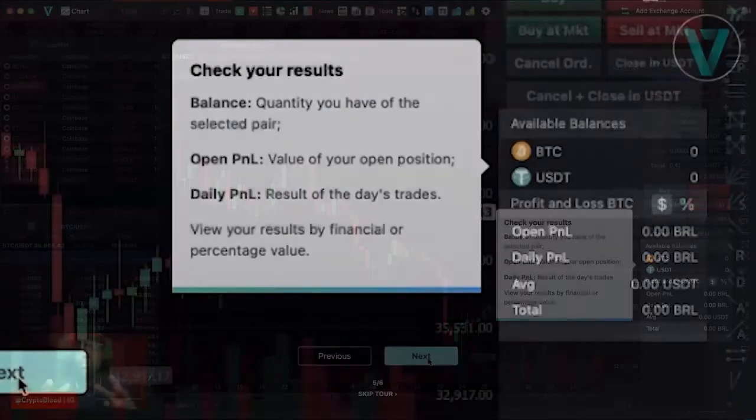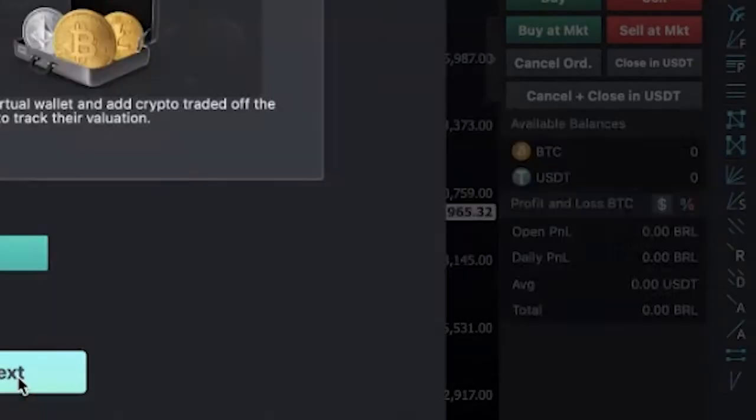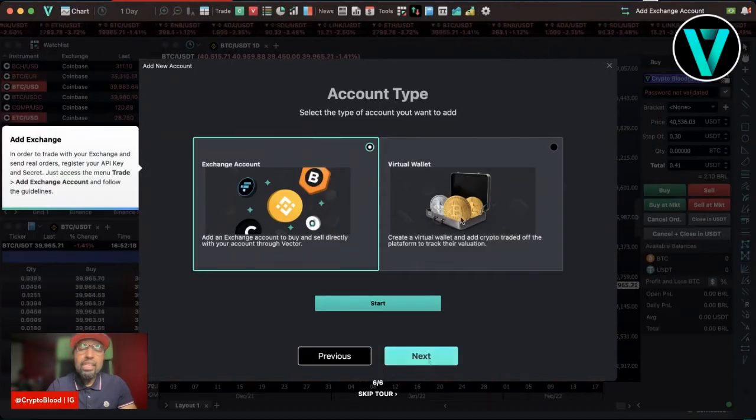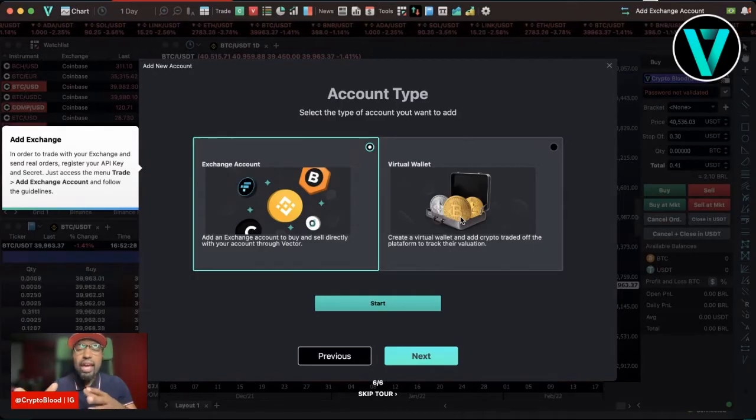You can always, at any time, check your status, your balance, your open P&L, daily P&L, all that is right there in that pane right below the order section. And in addition to adding exchanges, you can actually add your own wallet. So you can create your own virtual wallet, add funds to it, and trade it right off the platform.